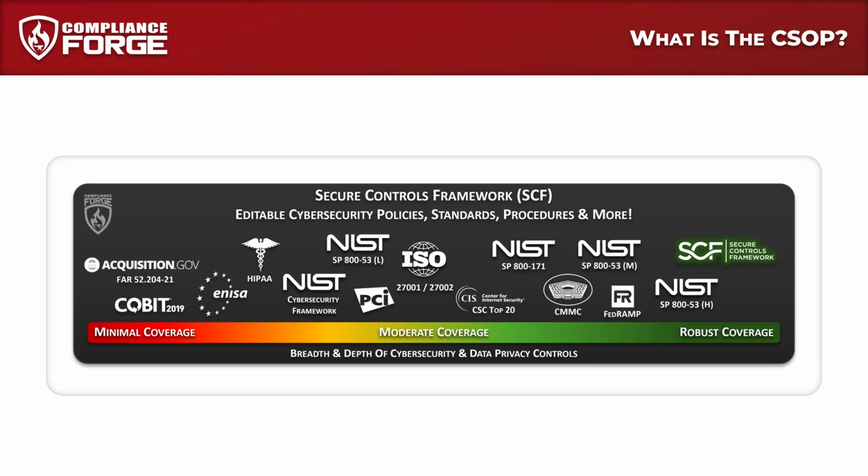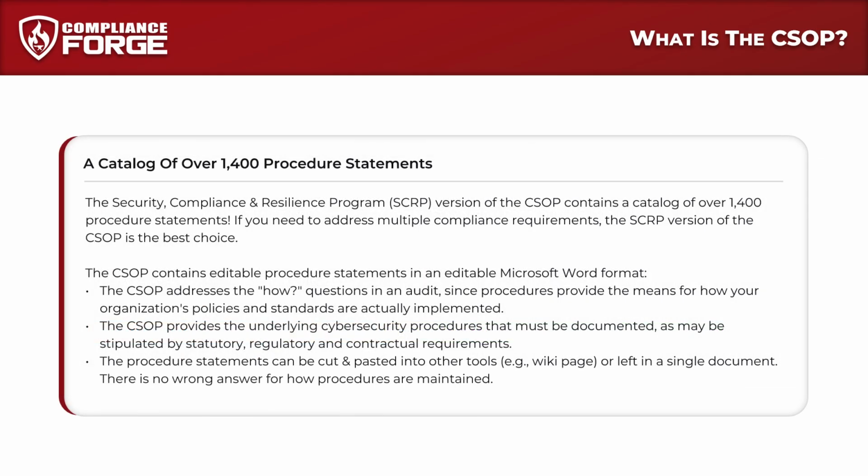As a visual, here is where the Secure Controls Framework sits on the spectrum of cybersecurity frameworks. The structure of the SCRP maps to over 200 statutory, regulatory, and contractual frameworks, so this is the most comprehensive set of procedures that ComplianceForge offers. The SCRP version of the CSOP contains a catalog of over 1,400 procedure statements. If you need to address multiple compliance requirements, this version is the best choice. And if you have any questions, just give ComplianceForge a call, since they are more than happy to help you pick the right solution for your needs.